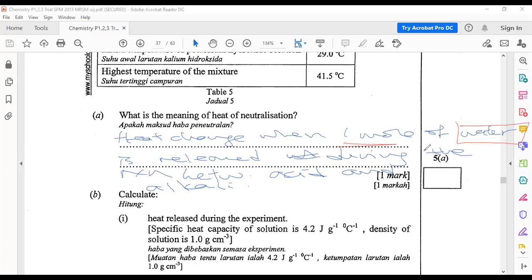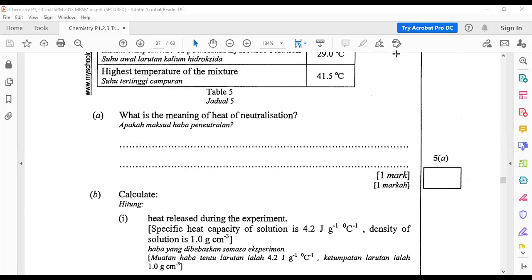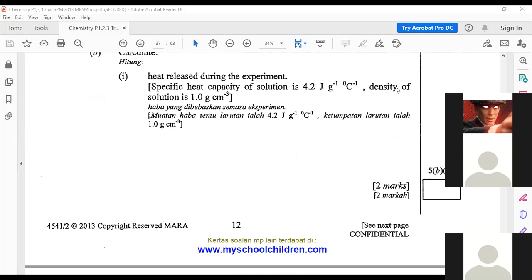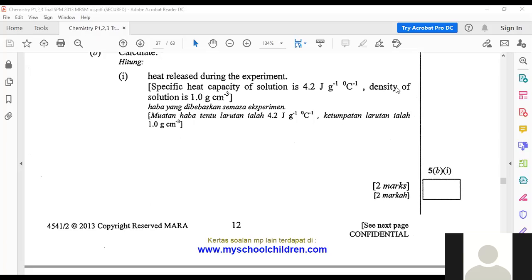Now, next part, you are going to calculate the heat released during the experiment. I would like to hear from Mei Ying. What is the formula that you are using, Mei Ying? Mei Ying? Are you there, Mei Ying? Shakira, what is the formula that you are using? Are you there? MC theta. Okay, good. You are using MC theta.